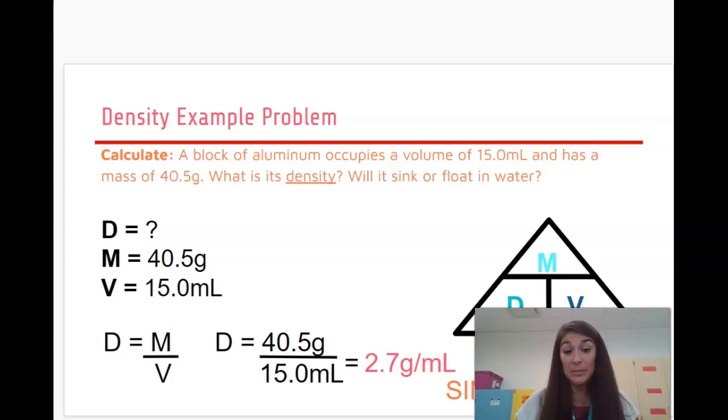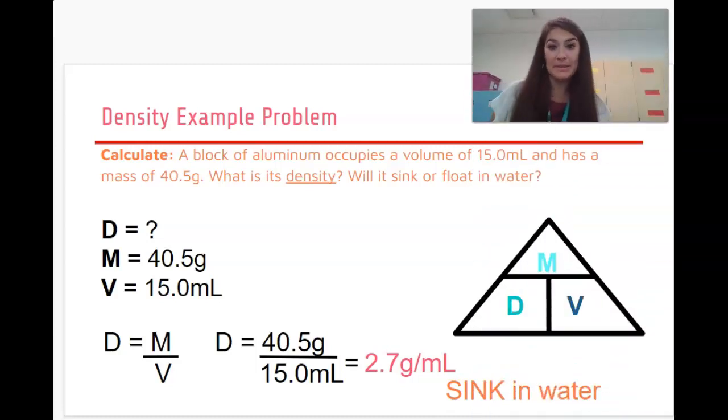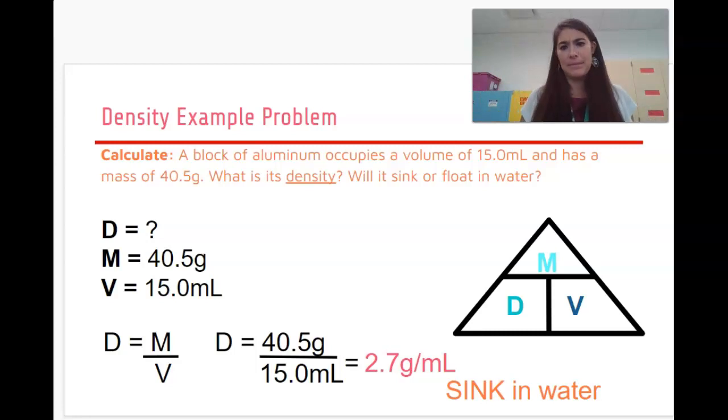Okay, so this is just a problem I wanted you to have in your notes because I think it's really important to understand the sinking piece. Like, why do some things sink? Why do some things float? As you look here at this problem, the question reads, a block of aluminum occupies a volume of 15.0 milliliters. It has a mass of 40.5. What is its density? And will it float or sink in water? So one thing to note is that the density of water is 1.